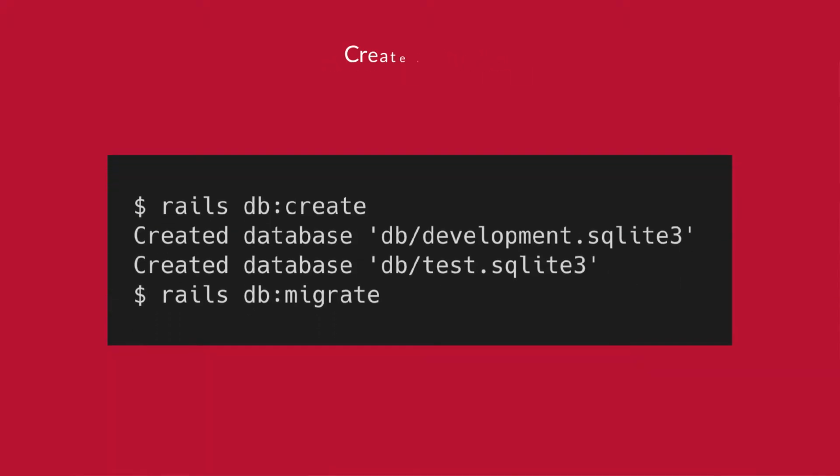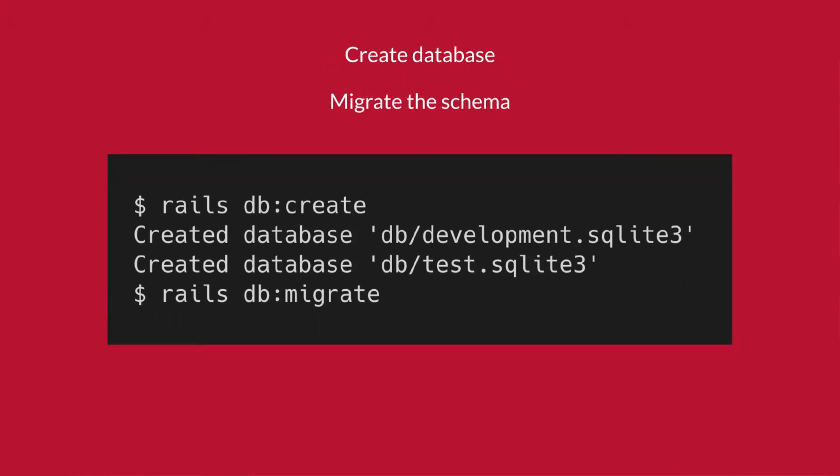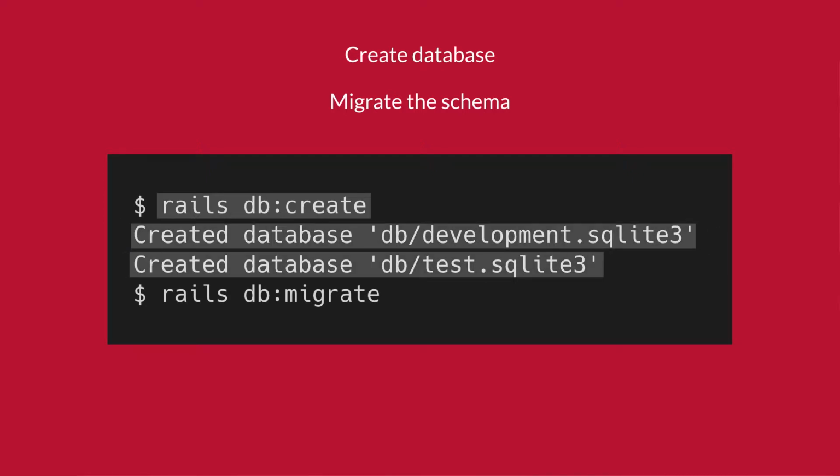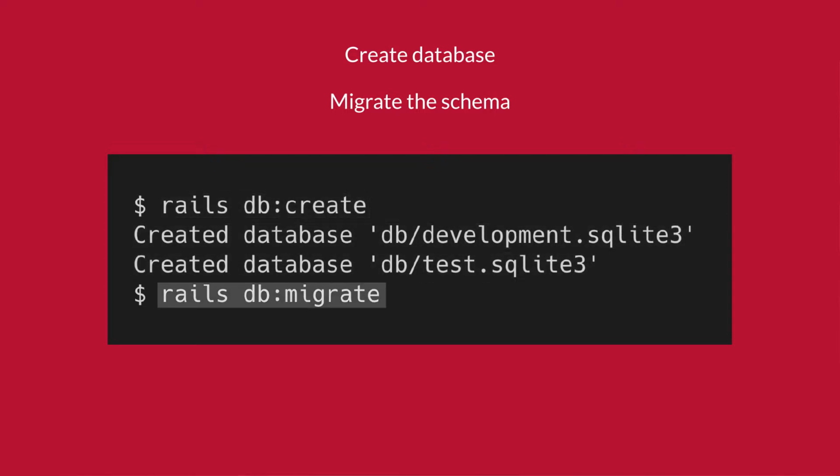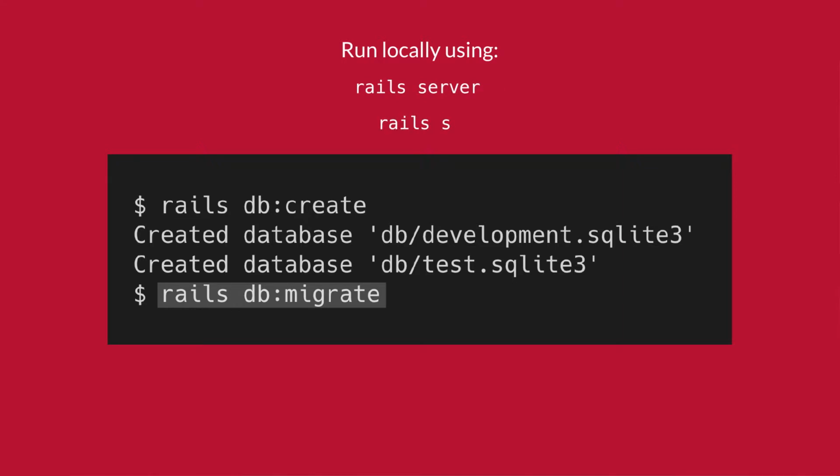Next, I need to create a database and migrate the schema. This is done by calling the Rails db:create command in the console. As you can see by the output, we've created our database. And then to migrate the schema, we call Rails db:migrate. Now, I should be able to run the application locally using Rails server or Rails s.